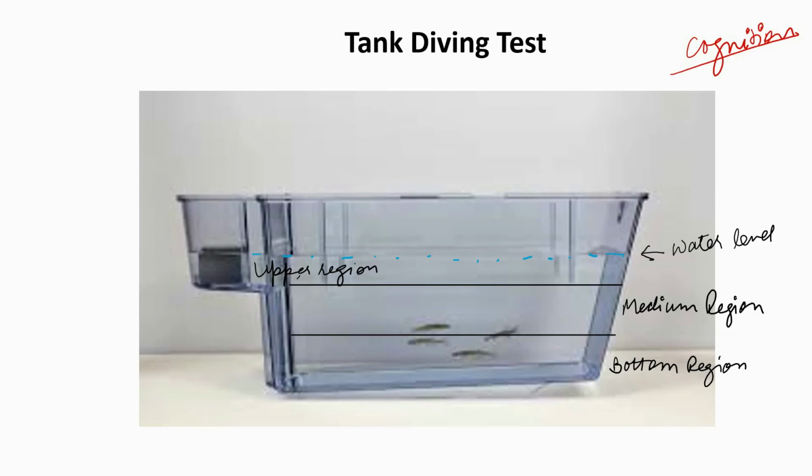So let's see. This is a tank, and this tank is filled with water. You can see this is the line, and this is the level of the water. This level is called the upper region, this is the medium region, and this is the bottom region of the tank. So what you have to do is divide your tank into 3 regions, upper, medium and bottom, and you have to decide this from the line where your water starts, because you really want to cut your water into 3 equal layers.